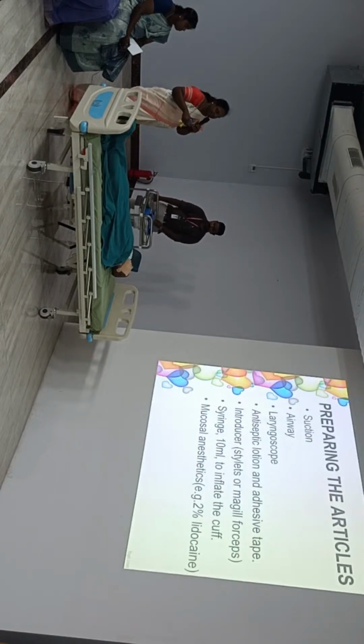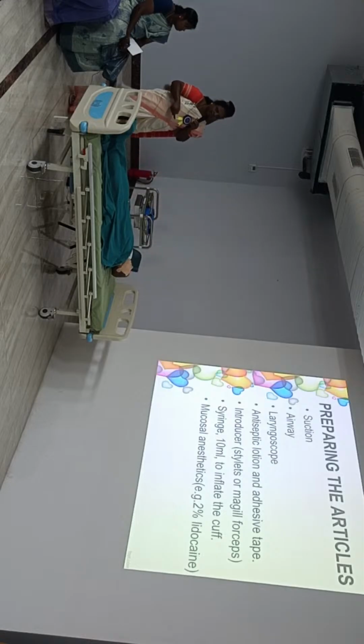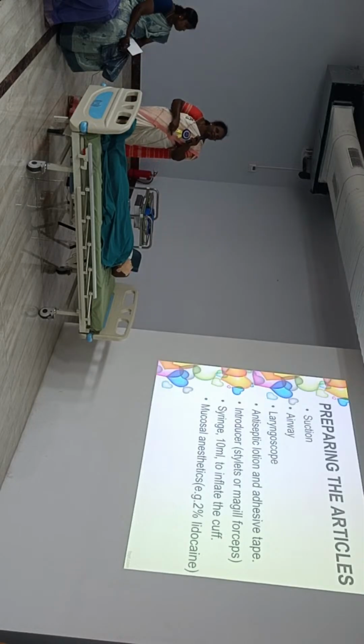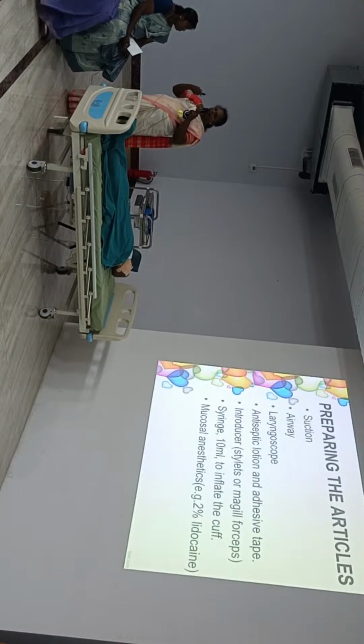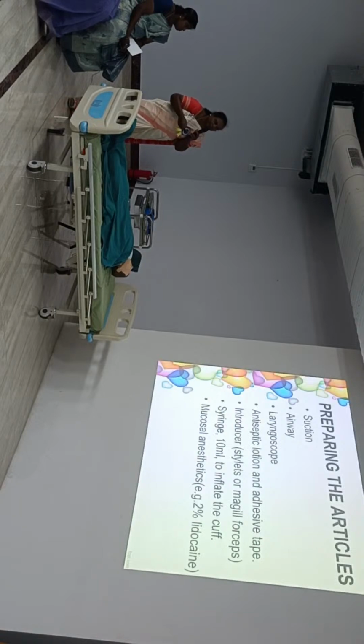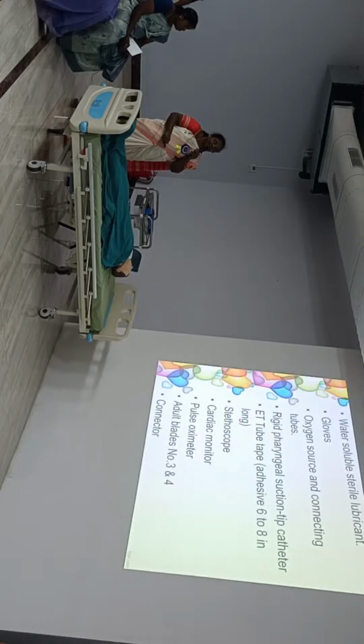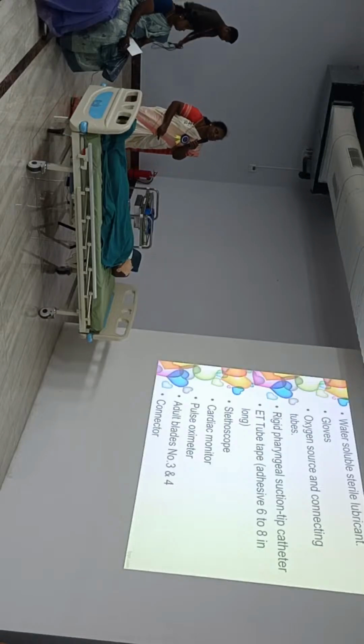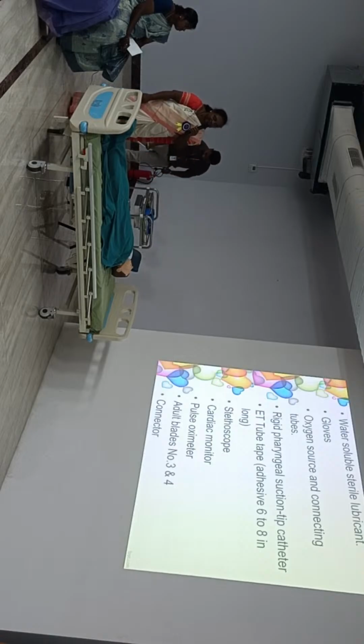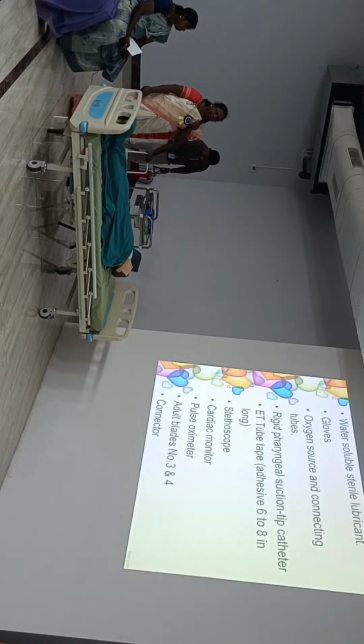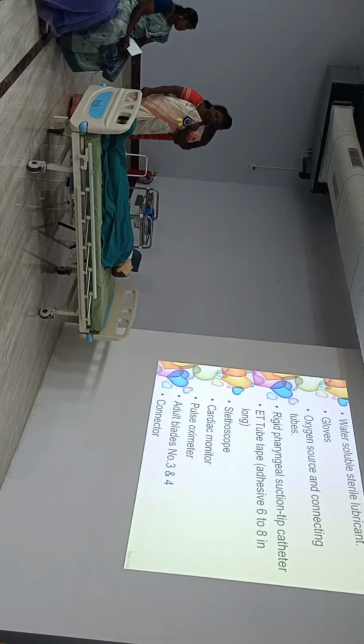The articles are: suction, oral airway, laryngoscope, antiseptic lotion and adhesive tapes for securing the tubes, introducers, stylets or Magill's forceps, and a syringe with 5 to 8 ml of air to inflate the cuff. Then mucosal anesthetics if the patient is conscious. Water-soluble sterile lubricant, gloves, oxygen source and connecting tubes, rigid pharyngeal suction tip, catheters, the knitted tube tape, stethoscope, cardiac monitor, pulse oximeter, adult blades 3 and 4, and connector.